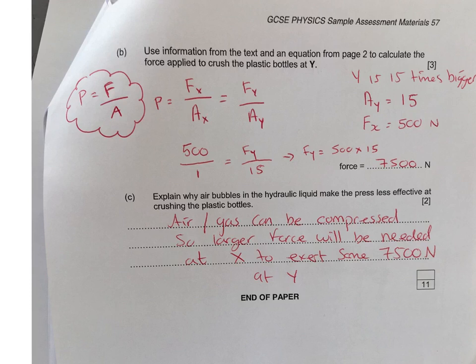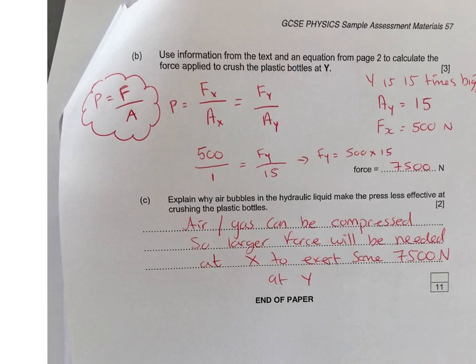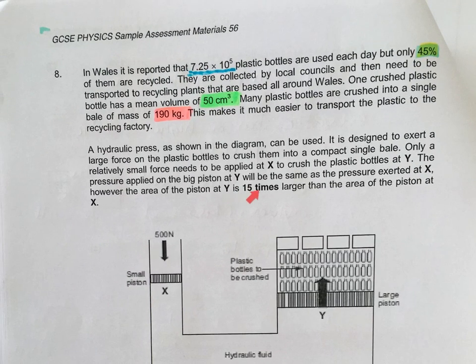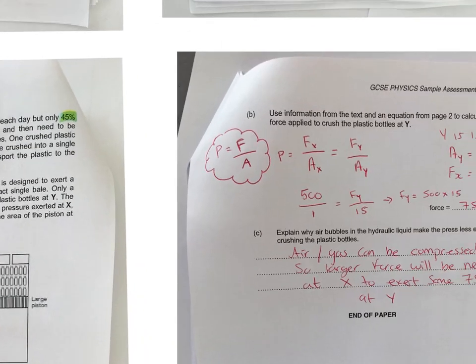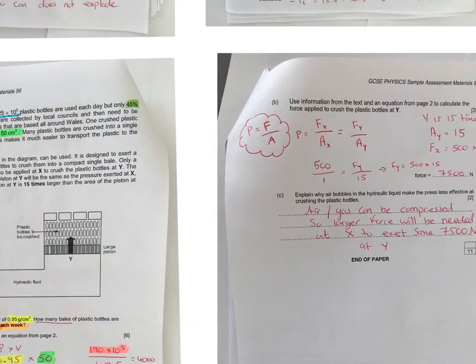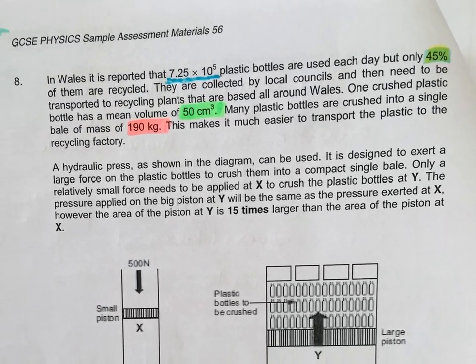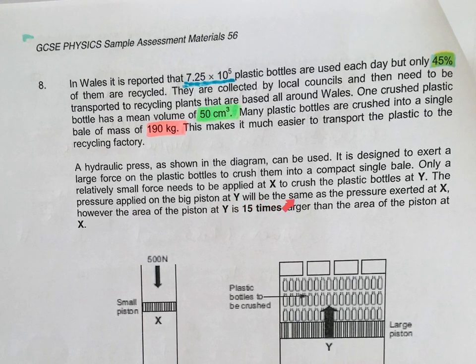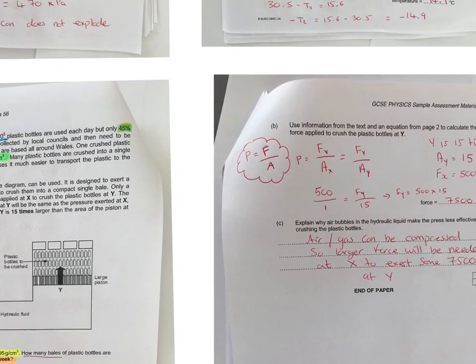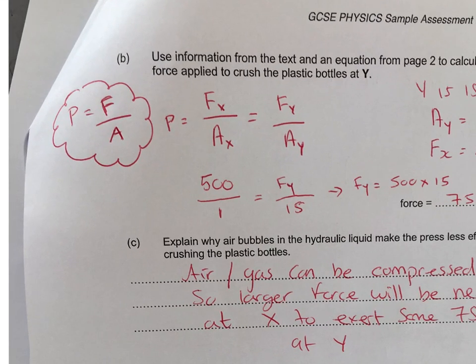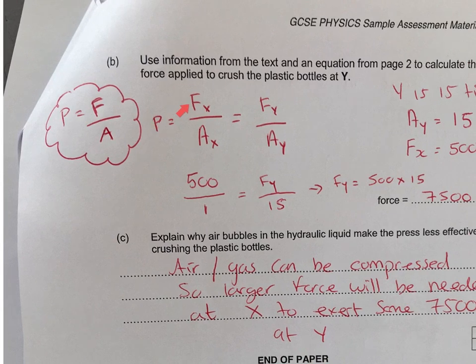And again, this is still a difficult question. We're going to use pressure equals force over area. And from this blurb here, it says that y is 15 times bigger. So again, it's another numeracy question. And it also says somewhere there that the pressure applied at position y is the same as the pressure exerted at x. So I know that the force at x over the area at x is going to be equal to the force at y over the area at y, because they're equal pressures.